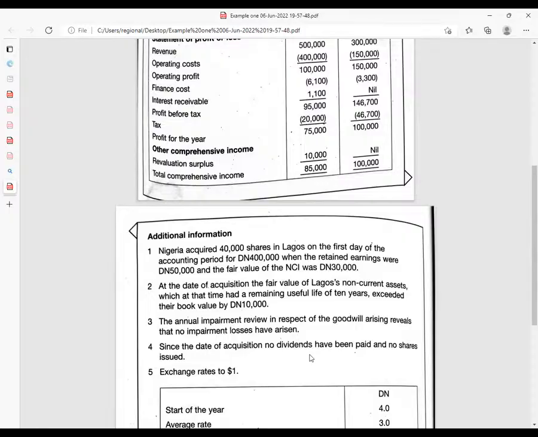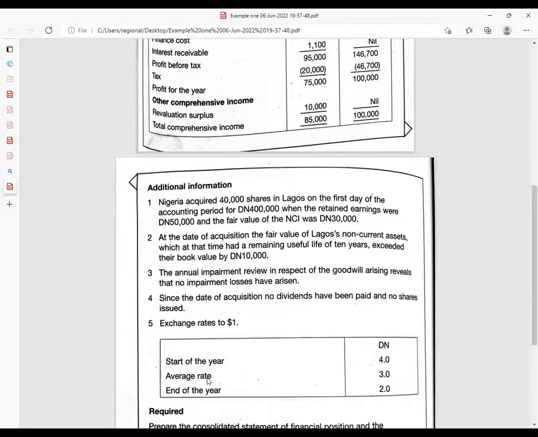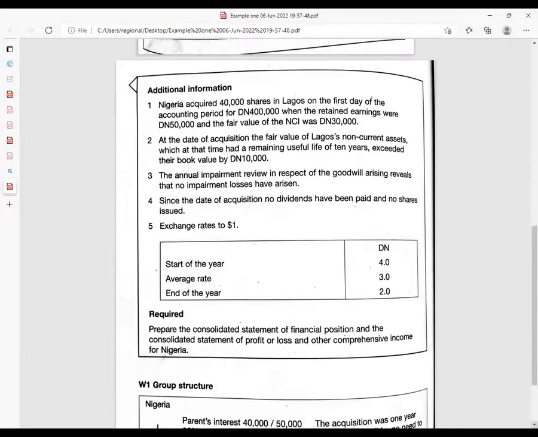We can see the exchange rates to dollars. We have start of the year, average rate is for the income statement items, and then end of the year is for the balance sheet items, assets and liabilities. So they want us to prepare a consolidated statement of financial position and a consolidated statement of profit or loss and other comprehensive income for Nigeria.